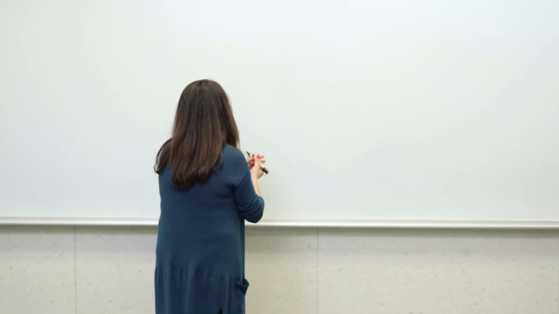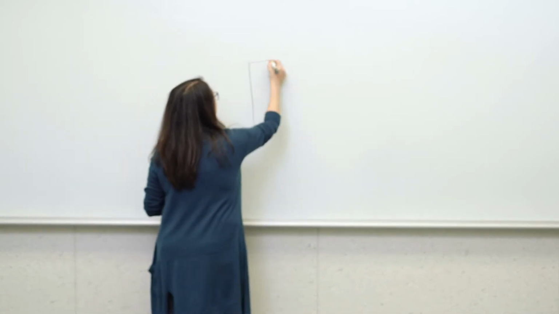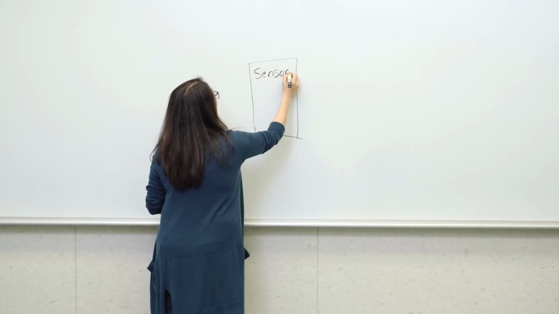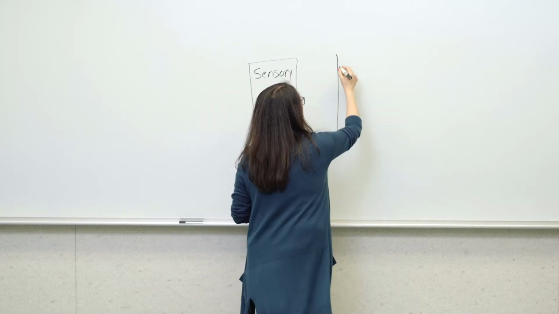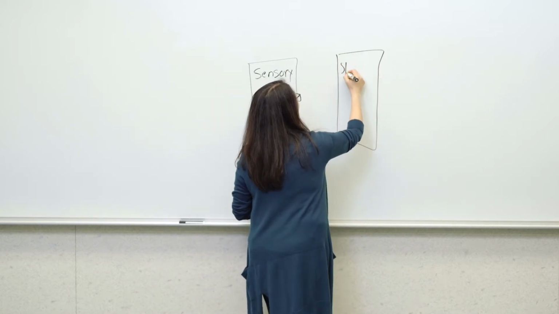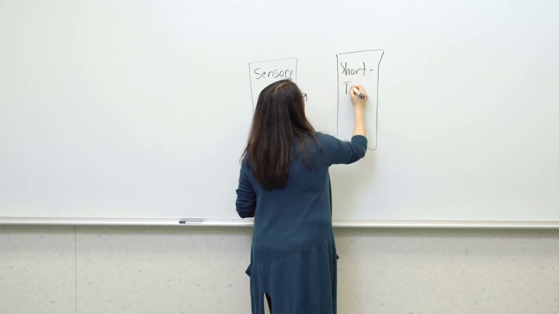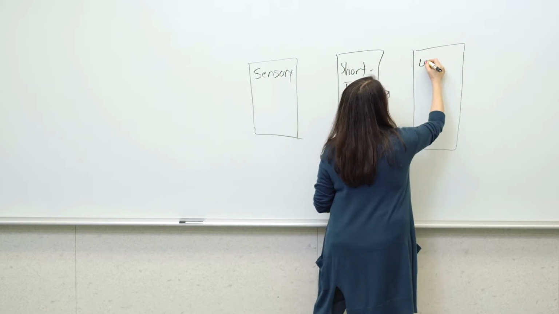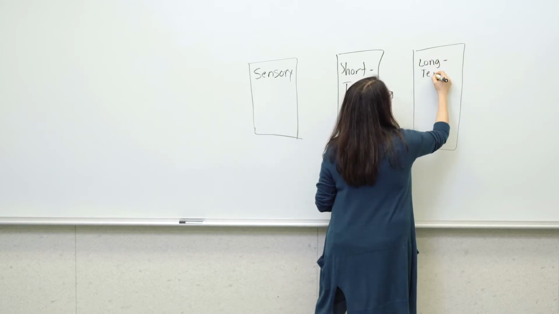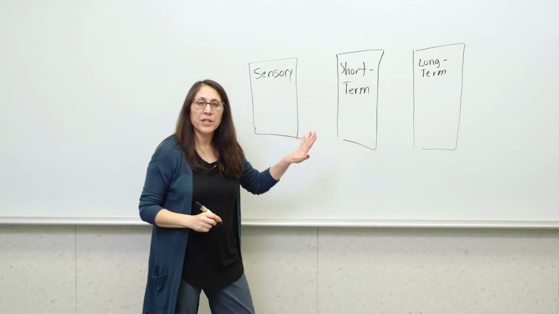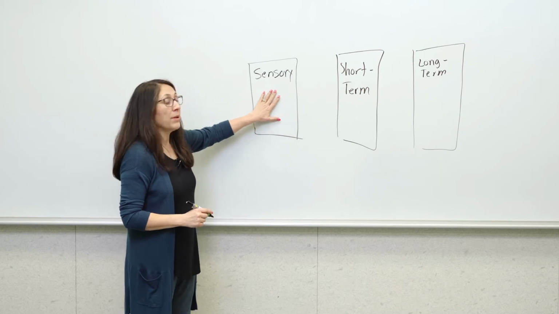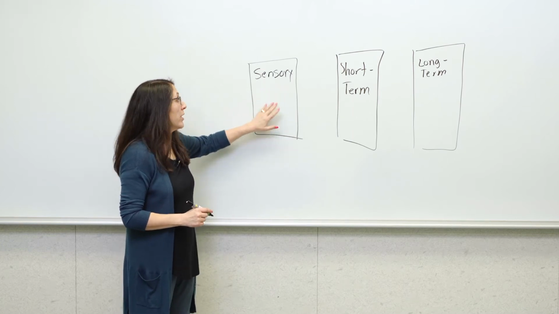So I want to start by showing you a model of memory. We talk about three types of memory. We talk about sensory memory. We talk about short-term memory. And we talk about long-term memory. So these are the three types of memory that most people talk about. Not everybody and not every textbook talks about sensory memory, but I want to introduce you to it.